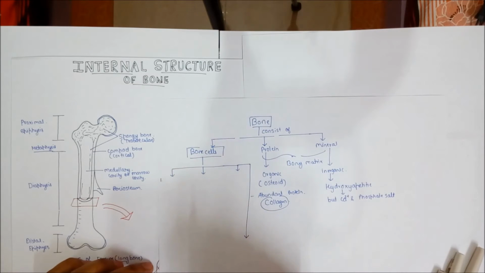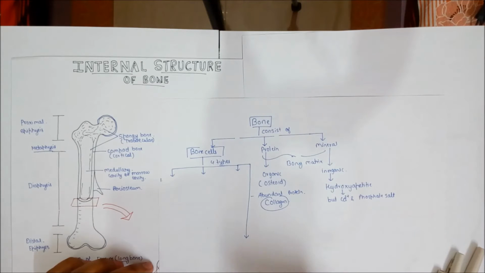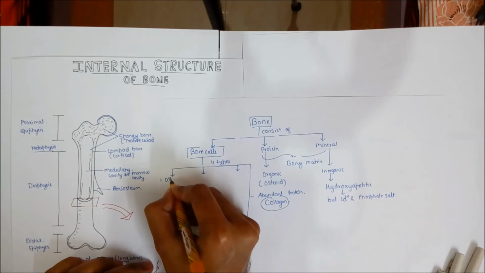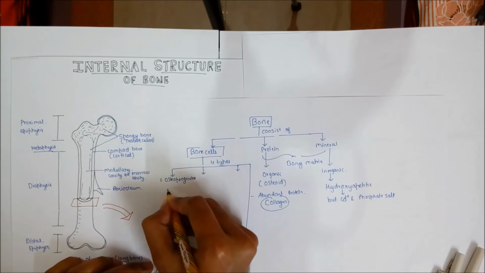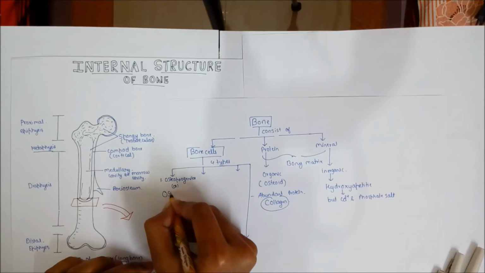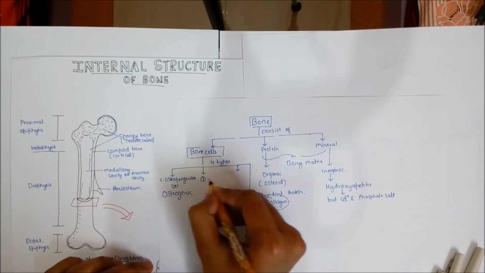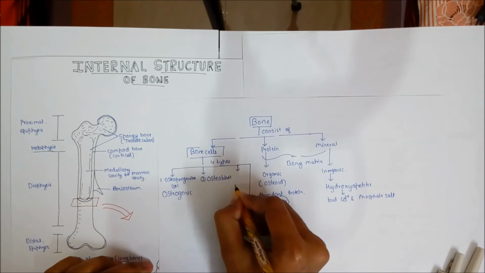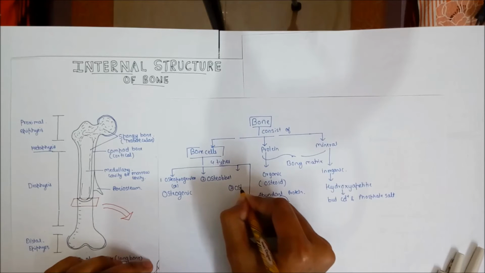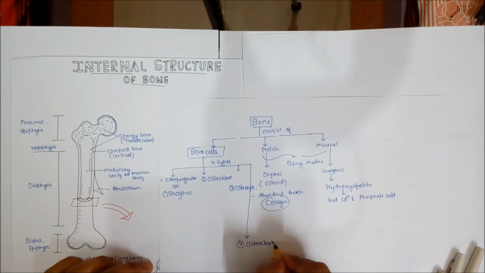Now there are four types of bone cells that you will find in the bone tissue. Number one, osteoprogenitor or osteogenic. The second one is osteoblast, and the third one is osteocyte, and the fourth is osteoclast.